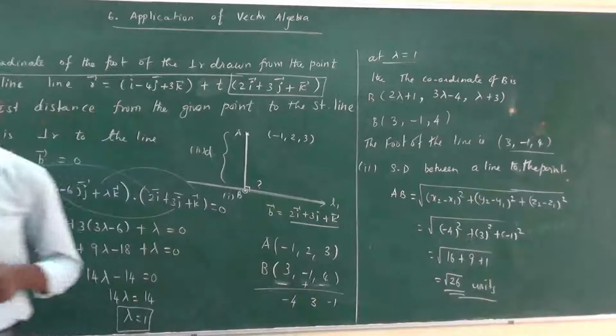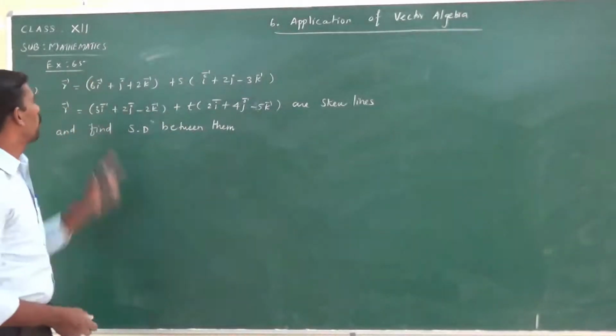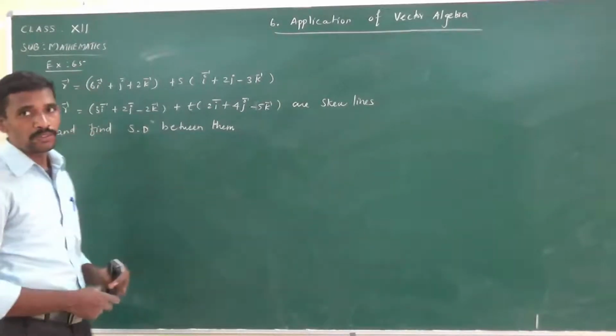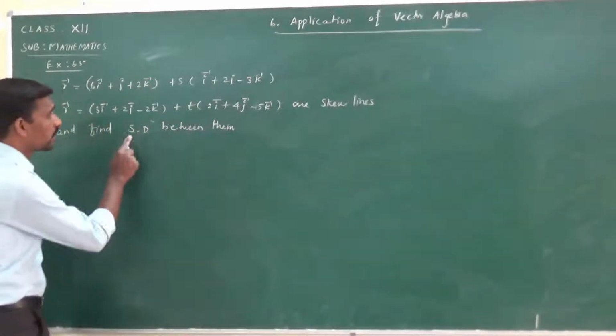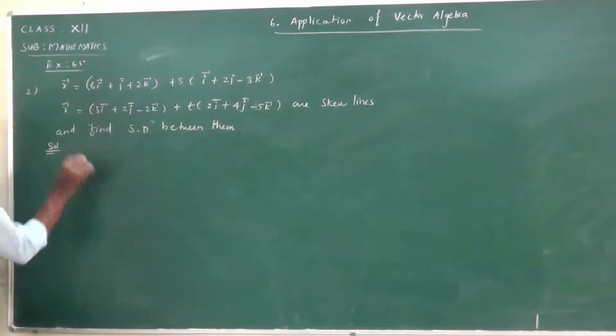Okay, thank you. Hi students, this is exercise 6.5, question number 2. Two line equations are given. We want to show that these two lines are skew and also find the shortest distance between them. Right? Now, solution.